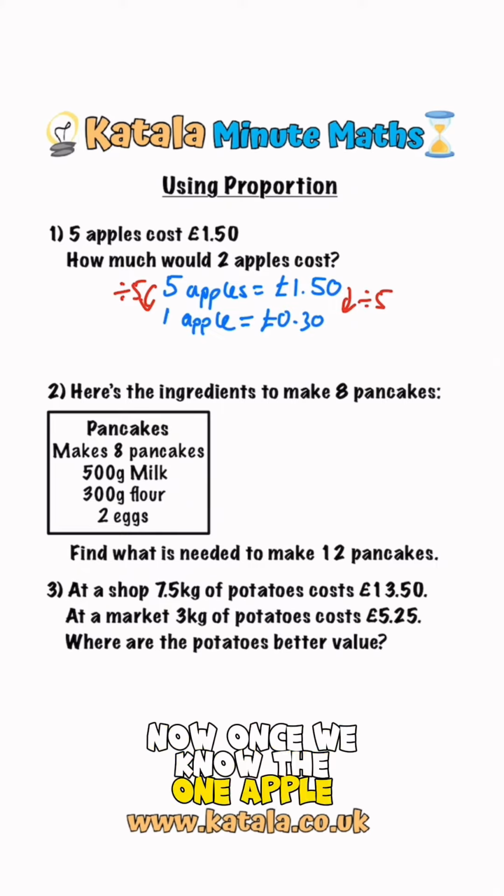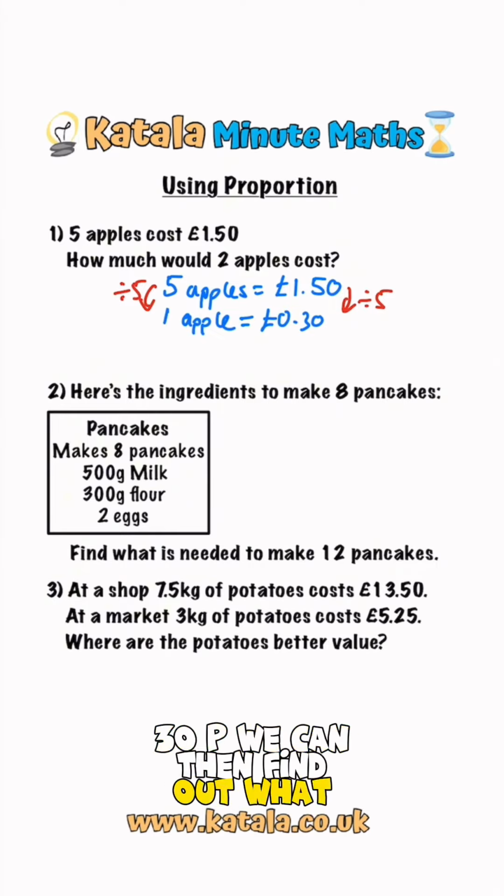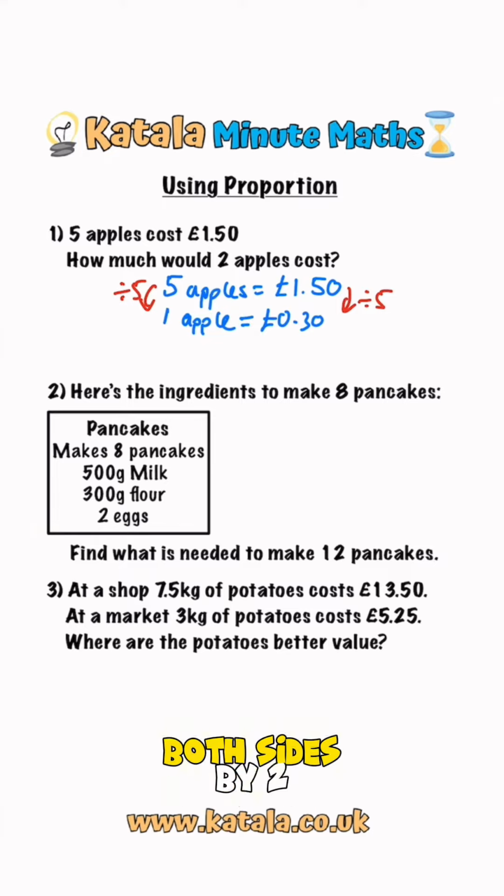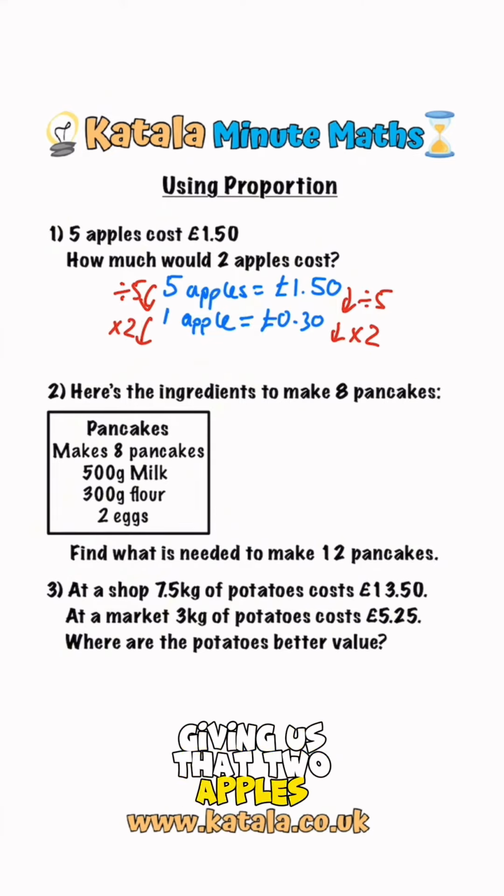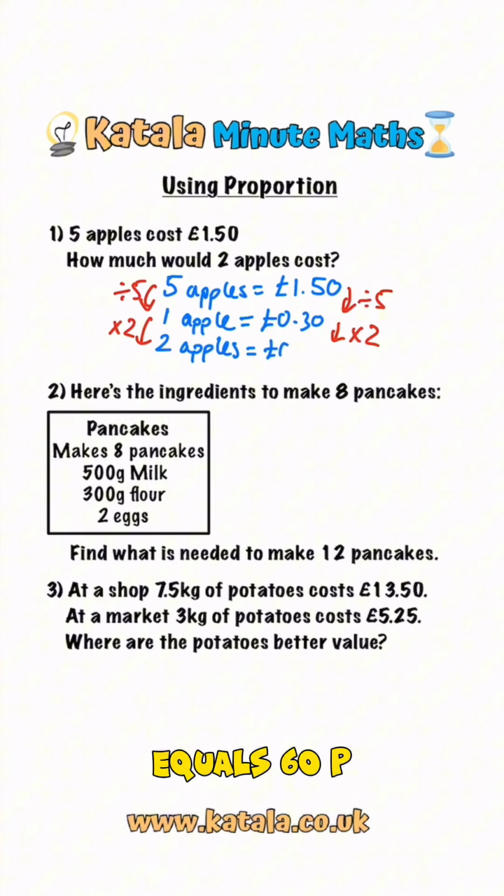Now, once we know that 1 apple is 30p, we can then find out what 2 apples will cost, just by, of course, timesing both sides by 2, giving us that 2 apples equals 60p.